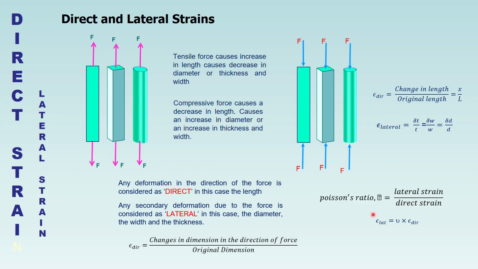The symbol we use for Poisson's ratio is nu. So lateral strain is equal to direct strain multiplied by the Poisson's ratio. And we also know from the beginning that direct strain can be equal to direct stress divided by Young's modulus. So you can also write lateral strain as Poisson's ratio times direct stress over Young's modulus.